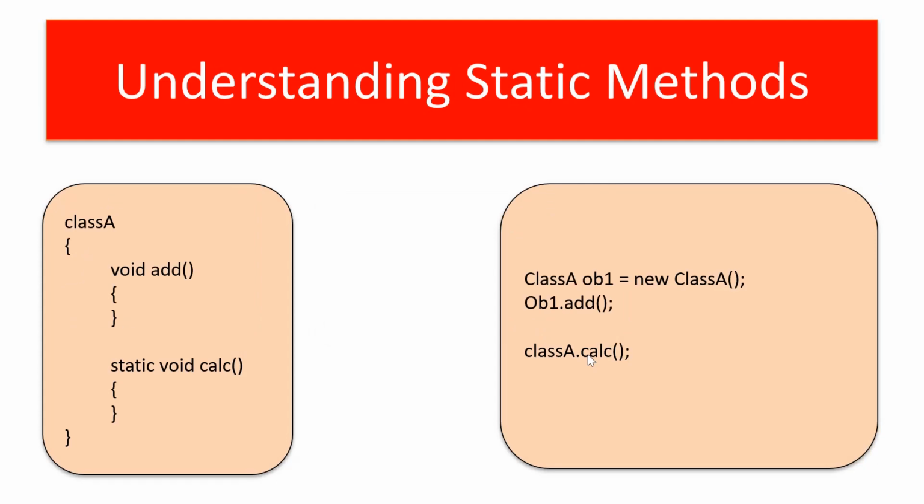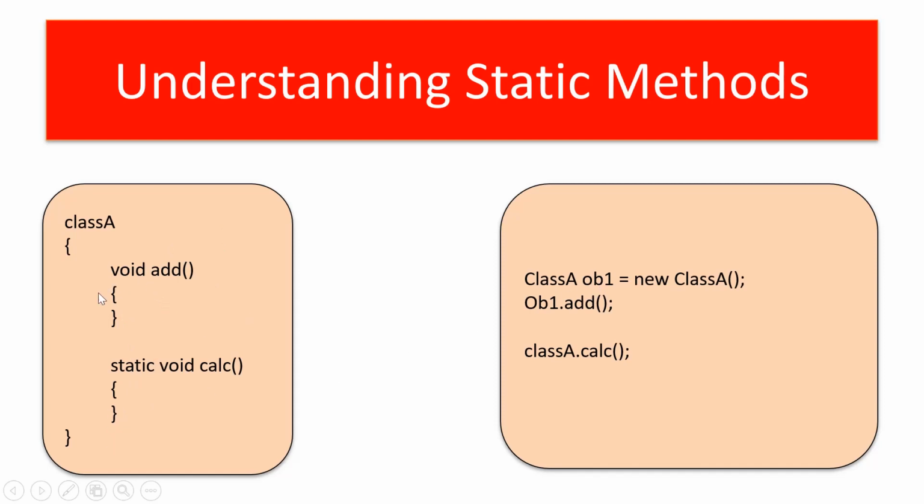So what about static methods? Static methods are similar to static variables. A static method belongs to the class and non-static members belong to the object. Here we have a class A. This is a non-static method and this is a static method, right?